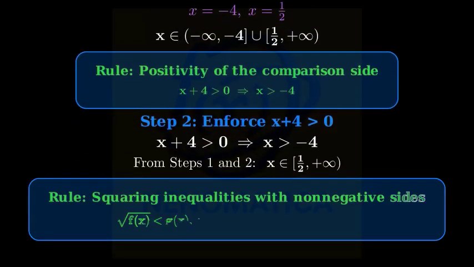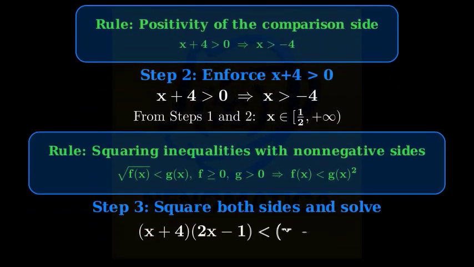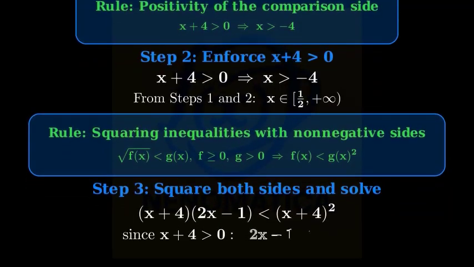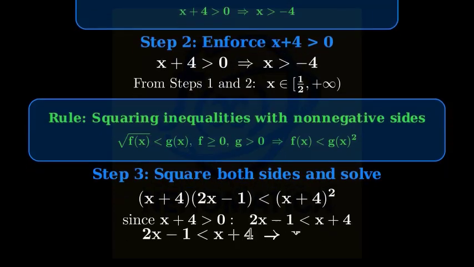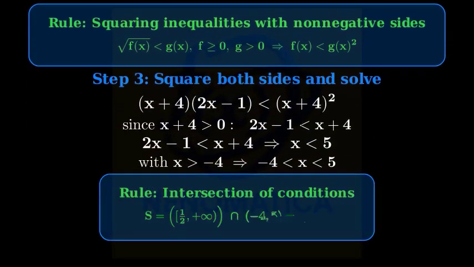Step 3. With the radicand non-negative and x plus 4 positive, we may square both sides, and we can divide by x plus 4 without reversing the inequality. Show the rule box. Add the step 3 title. Write the squared inequality. Divide by x plus 4 to get 2x minus 1 less than x plus 4. Solve to obtain x less than 5. And keep the condition x greater than negative 4 from step 2, giving negative 4 less than x less than 5.